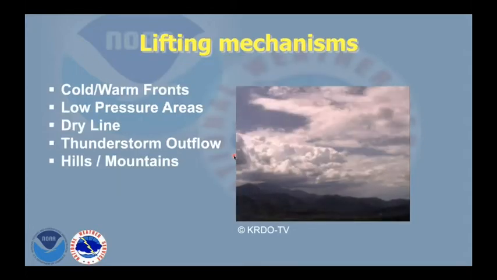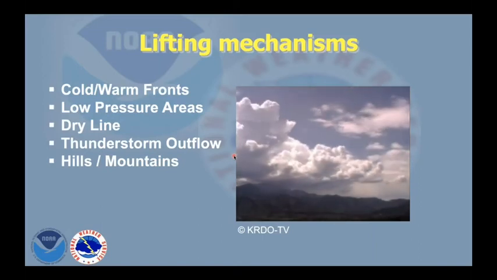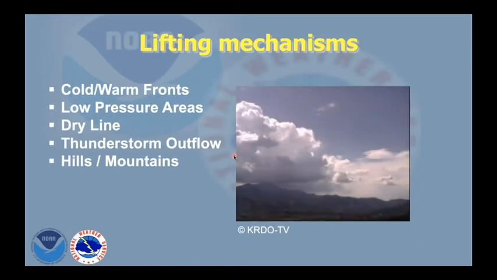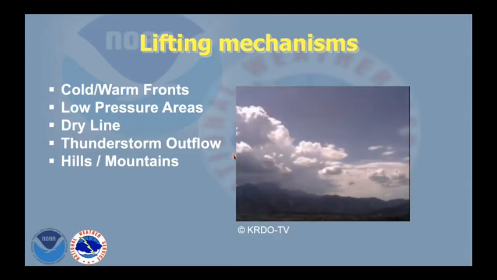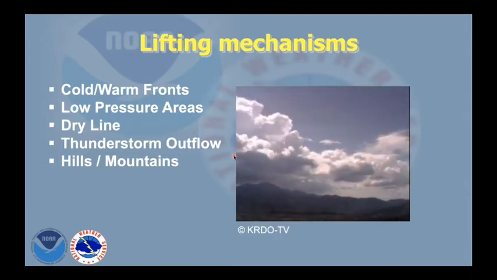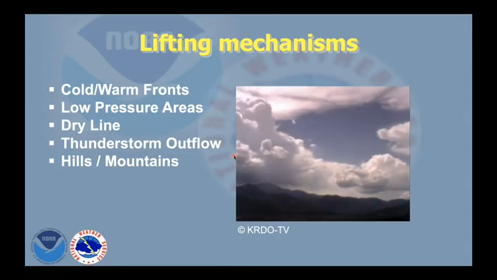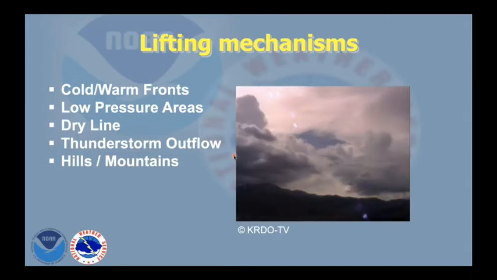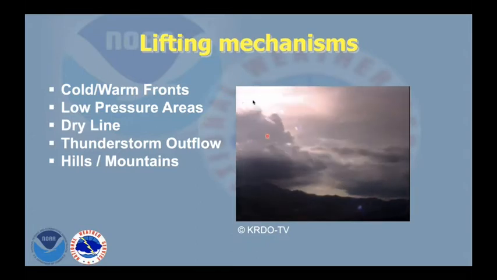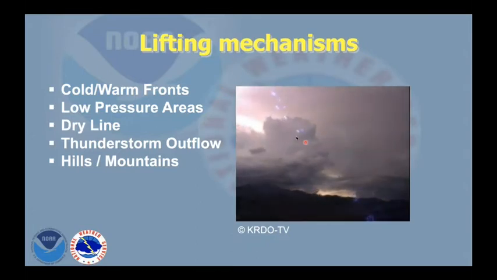So let's talk about lifting mechanisms again. This video on the right-hand side is of over the Ramparts. You can see thunderstorms are just staying over the mountains. They're not really moving anywhere, just staying directly over the topography. That's because the mountains are a great lifting mechanism. Air wants to move up the mountains, and once it moves up the mountains, it can tap into that instability in the upper atmosphere. See thunderstorms just forming and forming and forming over the mountains. So that's a form of a lifting mechanism, our mountains here. But other ones, as we talked about, are the fronts, low pressure systems, dry lines, and thunderstorm outflow boundaries.